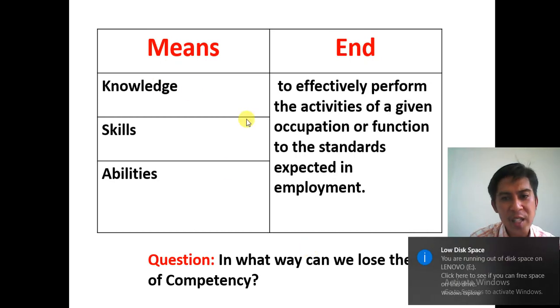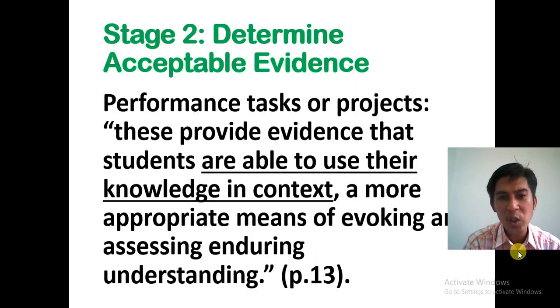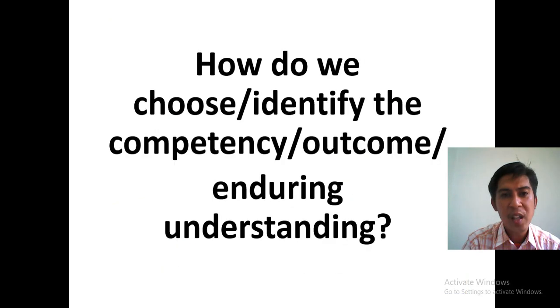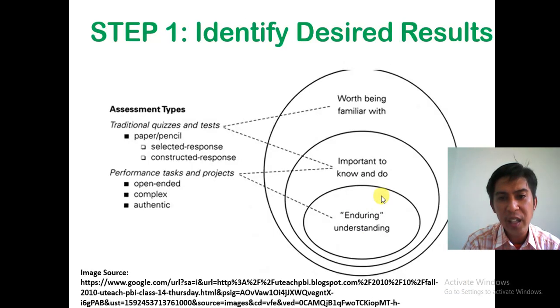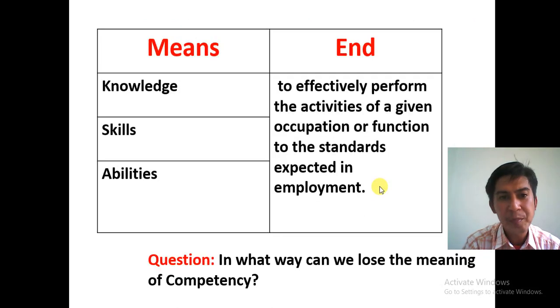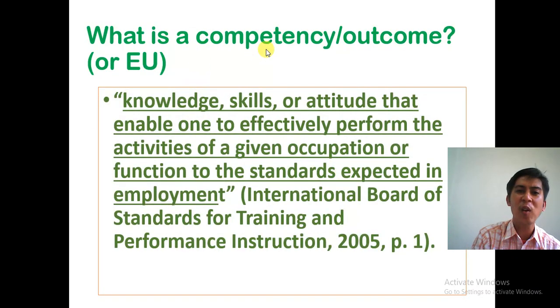So, I said a while ago that in this context here, in these ideas here, in this part here, this is how we will put it in a model. See, the knowledge, skills, and abilities are just means that they can perform for a given function, standards expected in employment. So when we say what is an enduring understanding, knowledge, skills, attitudes that enable one to effectively perform, demonstrate, to do. That's the to do part.